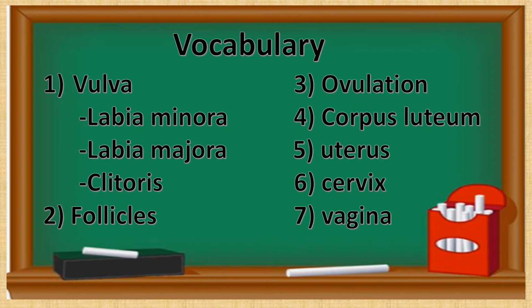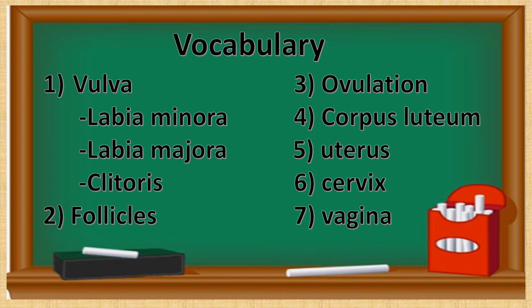So labia minora is spelled as L-A-B-I-A M-I-N-O-R-A. That's labia minora. Labia majora, L-A-B-I-A, labia majora, M-A-J-O-R-A, majora. So labia majora. Next is clitoris. So clitoris is spelled as C-L-I-T-O-R-I-S, clitoris. Next is follicles. So follicles is spelled as F-O-L-L-I-C-L-E-S, follicles.